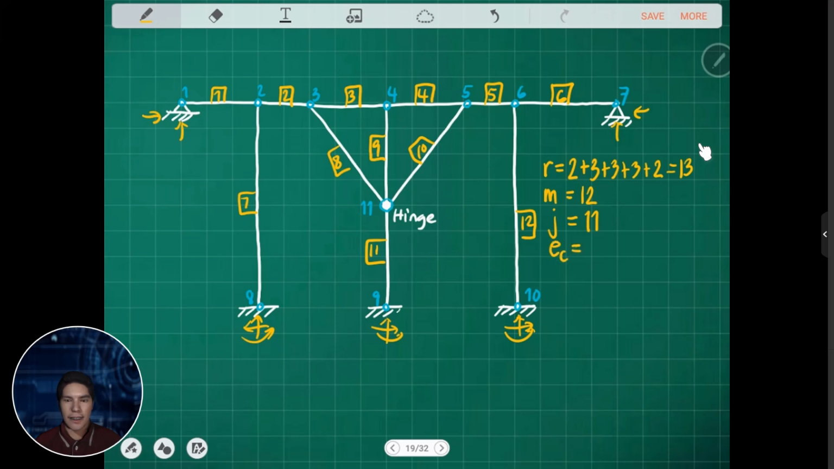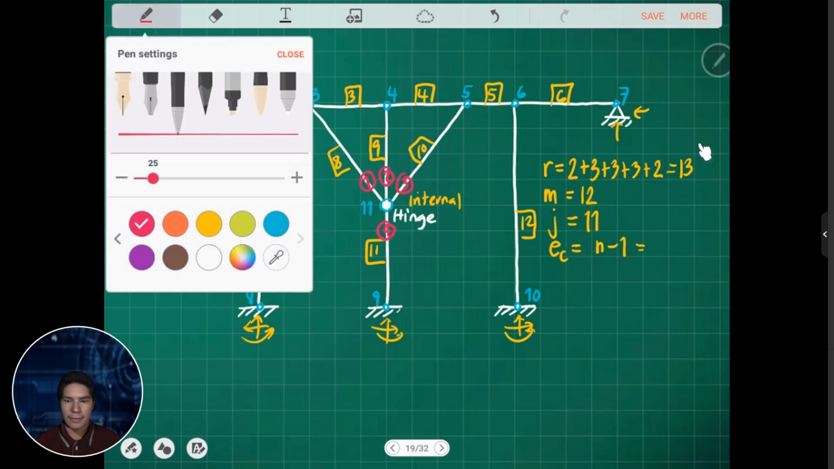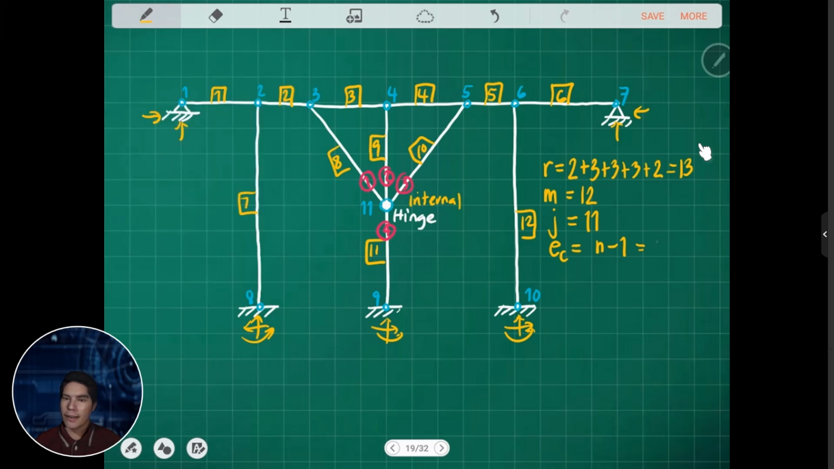For the conditional equation, since we have an internal hinge here that is connected to more than two members, we will use the general formula n minus 1, where n is the number of members connected at the internal hinge. We have 1, 2, 3, and 4 members connected in the internal hinge. So we have 4 minus 1, so that is 3.